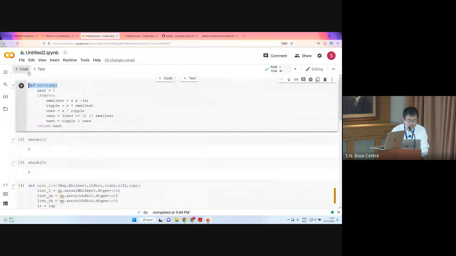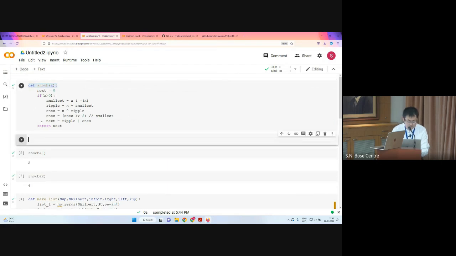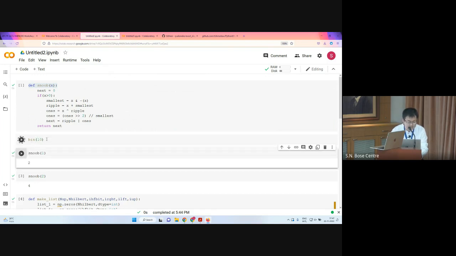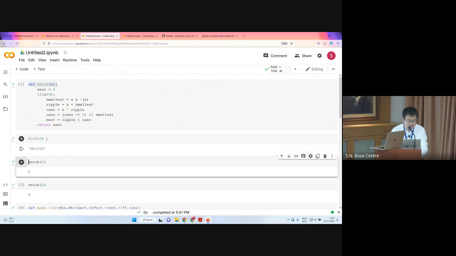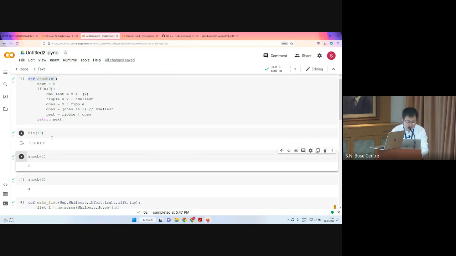To represent a given decimal number, for example 10, in the binary representation, you just have to use the bin function. So for example, 10 is described by 1010 in the bit representation.